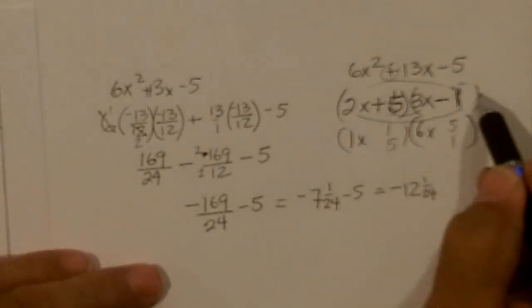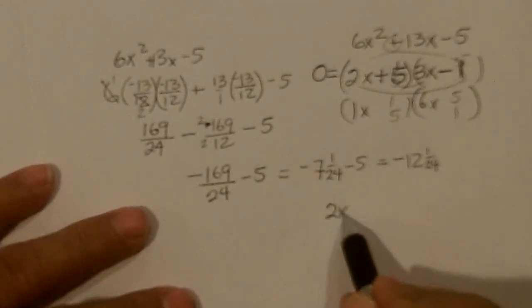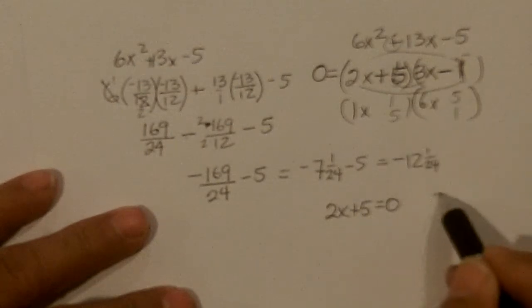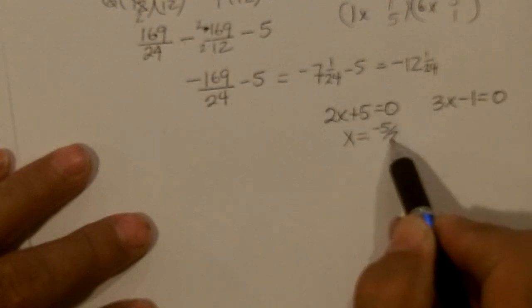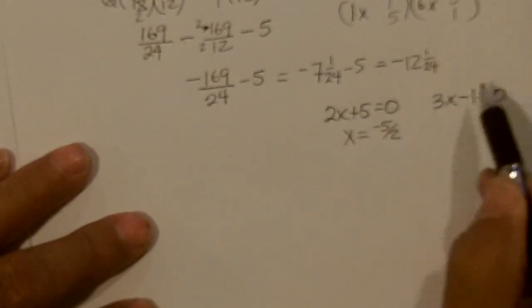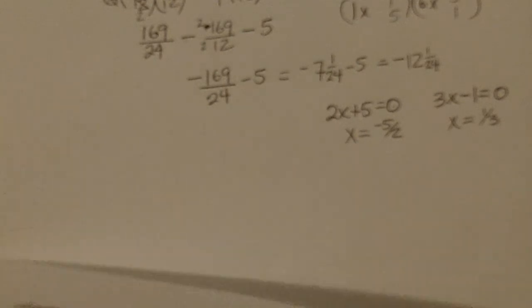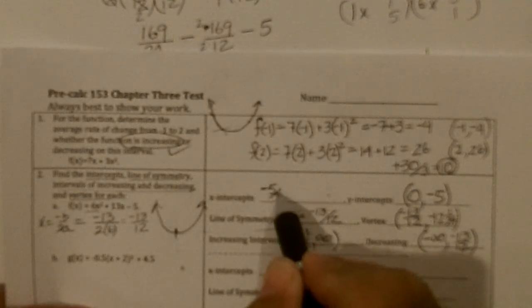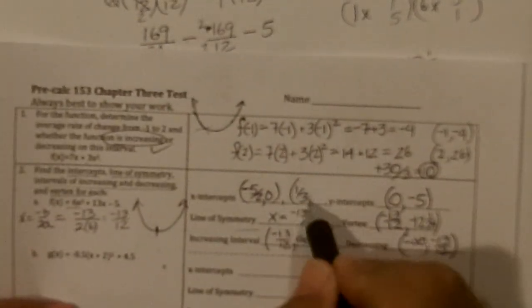So if I'm trying to find x-intercepts, I'm trying to find when the y is 0. So I set each of those equal to 0. I'll set the 2x plus 5 equal to 0 and the 3x minus 1 equal to 0 and solve. So I'll subtract 5 and divide by 2 and I get x equals negative 5 over 2. If I add 1 and divide by 3, I get x equals 1/3. Now x-intercepts are points, so I don't want to leave them like that. I'm going to write x-intercept is negative 5 halves when y is 0. And the other one is 1/3 when y is 0.